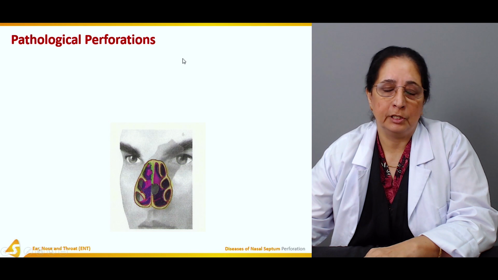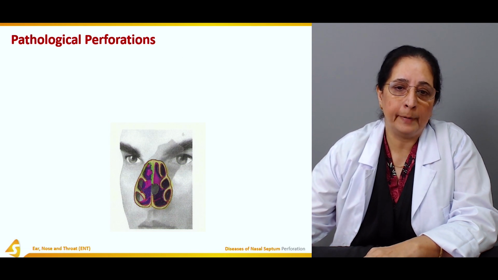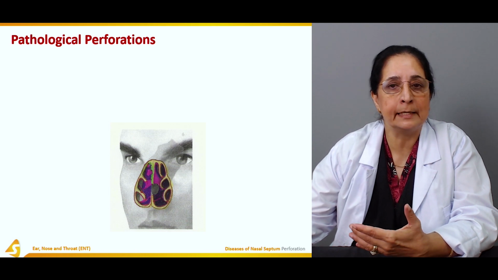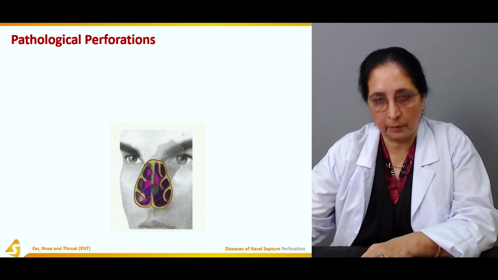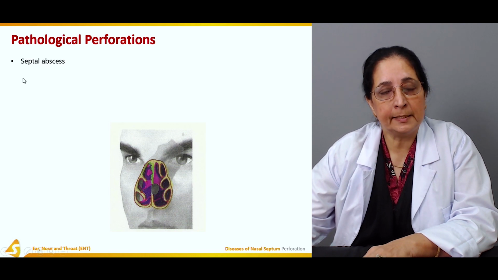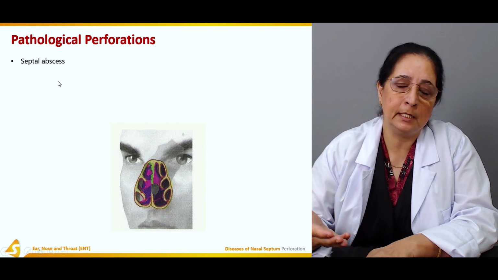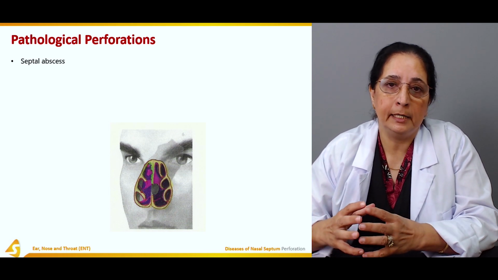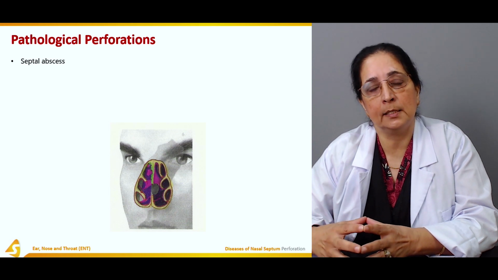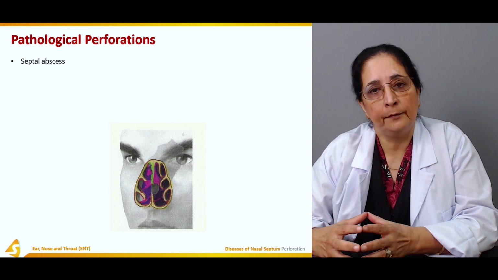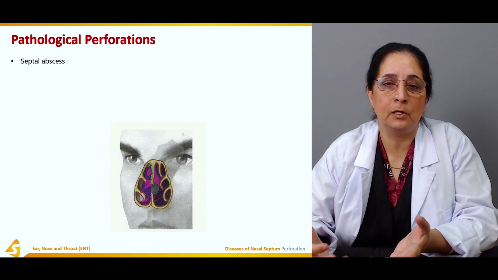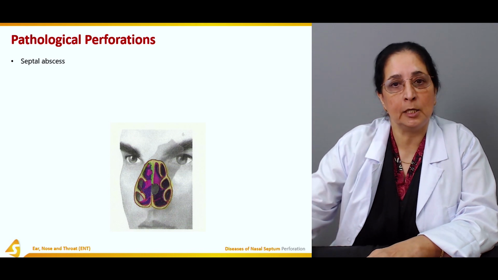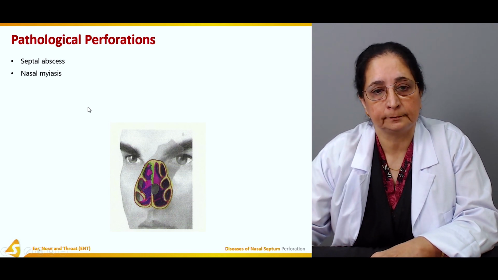Pathological perforations. Pathological is the term used for any disease processes that can lead to the perforation of the septum. Abscess: as I mentioned in the section when we talked about the septal abscess, a complication of septal abscess is that it can lead to the perforation of the septum as a result of necrosis of the septal cartilage. So septal abscess is one cause of perforation.